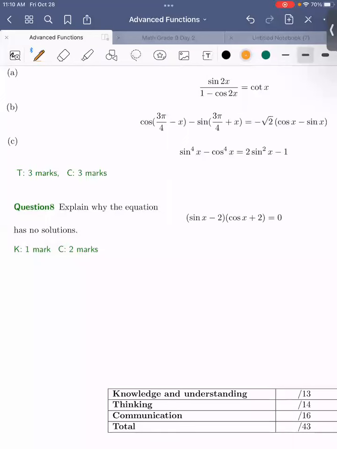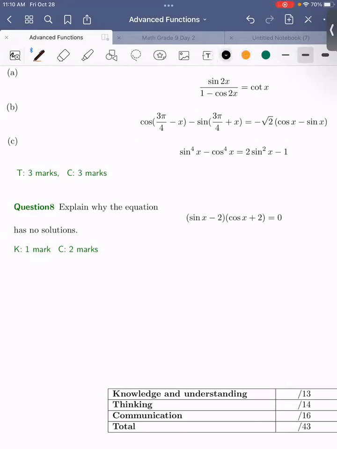Also record the video. So this question 8 is not hard. It's a little bit conceptual. So they ask, explain why the equation (sine x minus 2)(cos x plus 2) equals 0 has no solution.